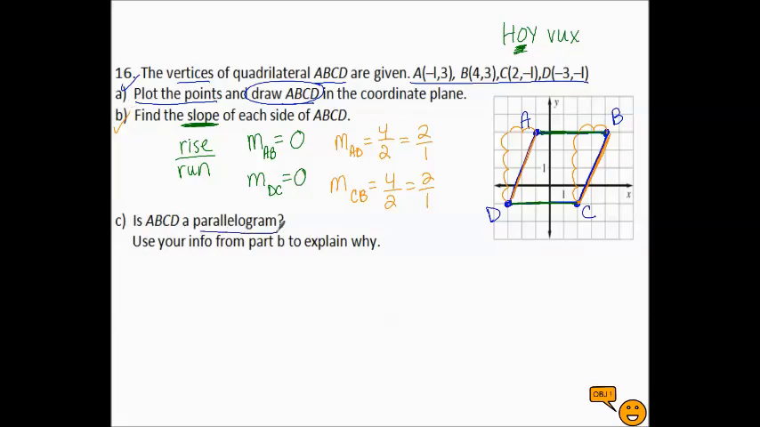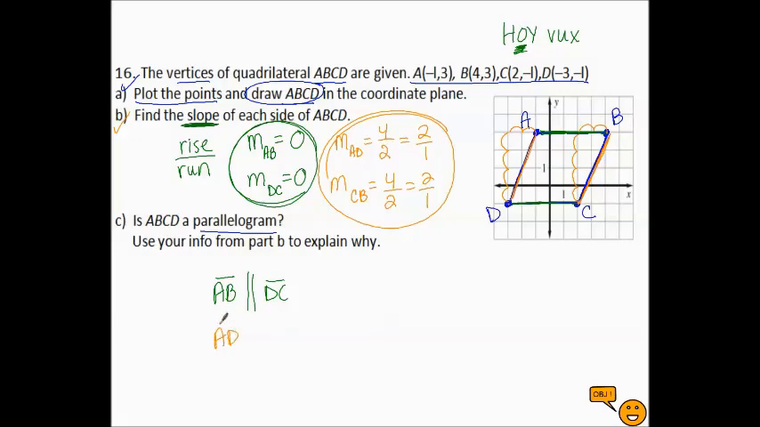Well, what do slopes tell us? I see here these slopes are the same. When slopes are the same, those sides are parallel. So side AB is parallel to side DC. What about these? Also, these slopes are the same. So AD is parallel to CB.